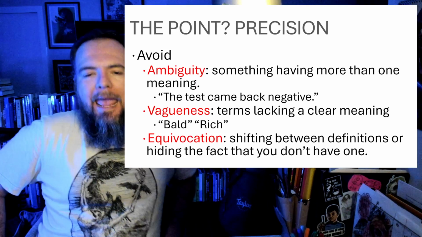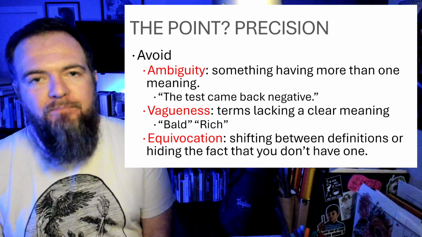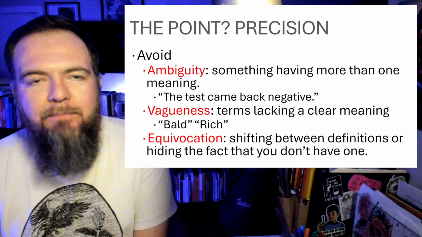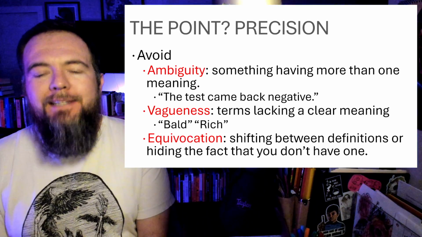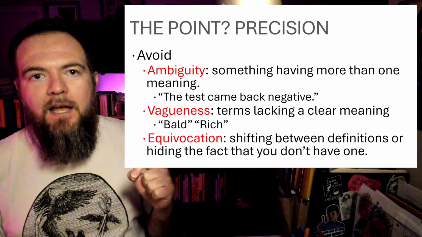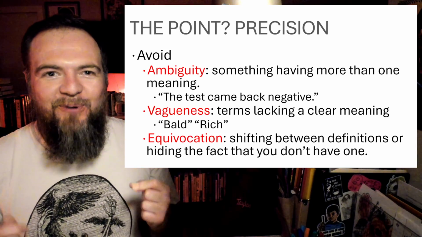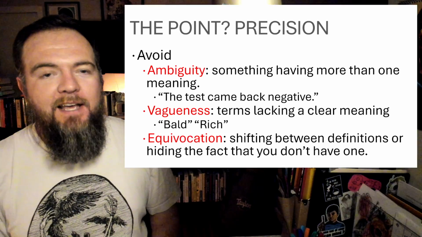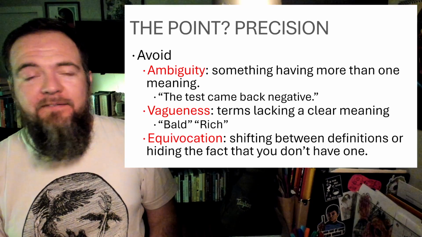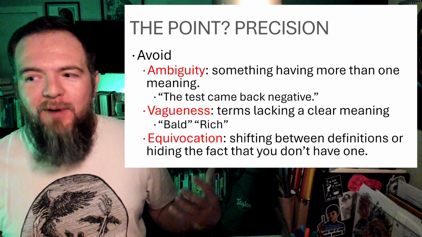A word is ambiguous if it has more than one meaning. So for example, take the sentence, "The test came back negative." That same exact sentence could have good and bad meanings depending on what that test is for, right? If it's a COVID test, that's really great. But if it's a test for something that you wanted, then that's not so good, right?